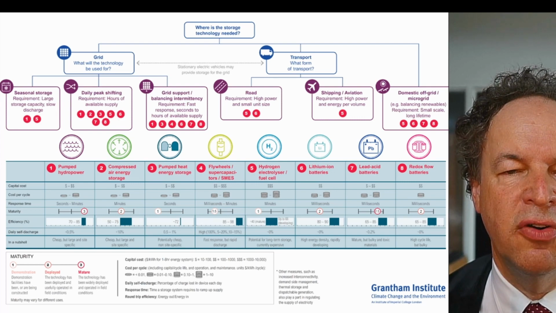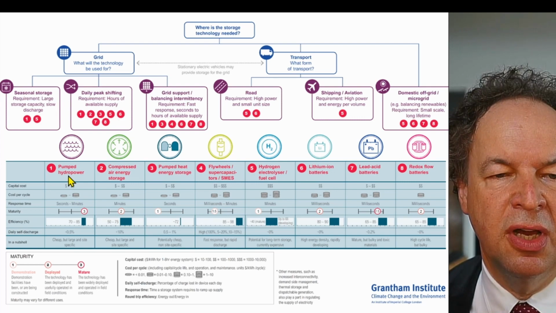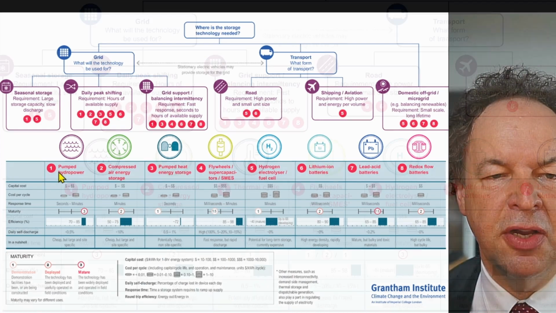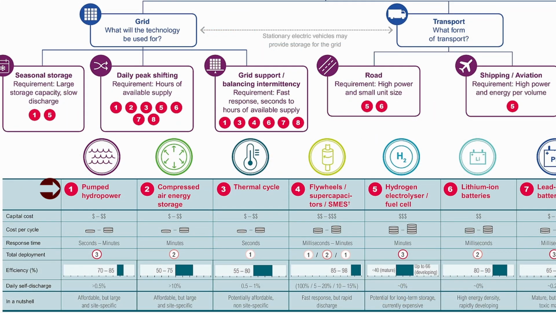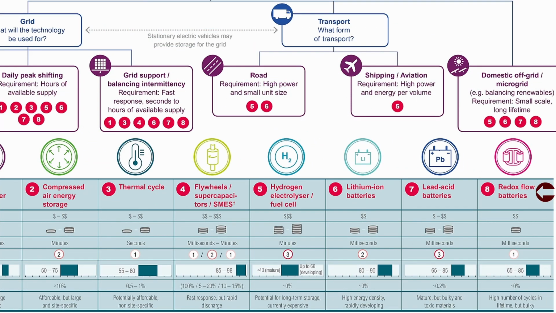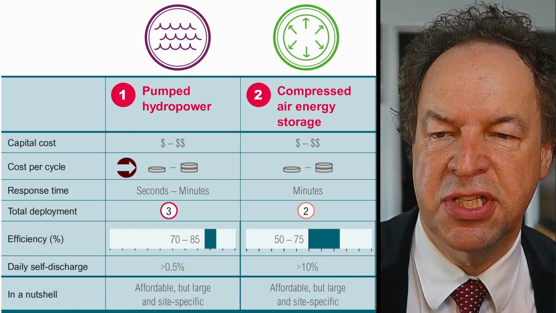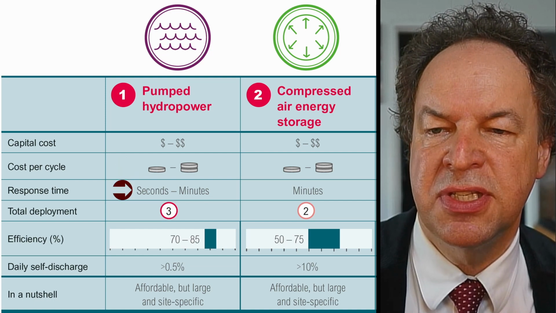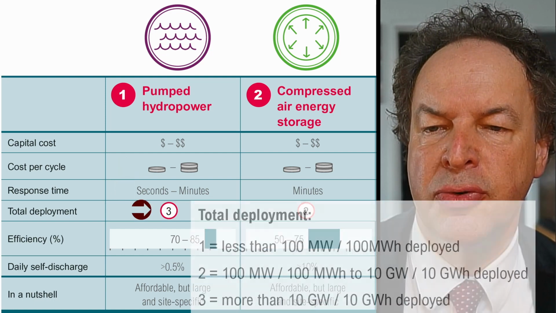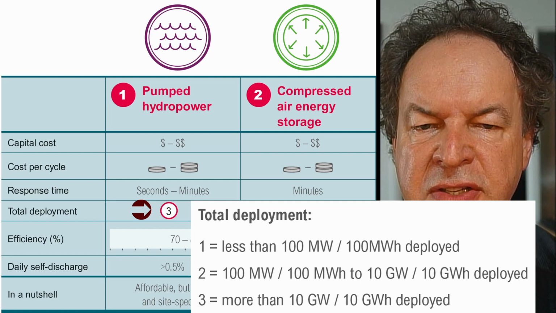This is an overview of all technology. You have here the different technologies, starting with pumped hydropower, going to number 8, redox flow batteries, and then you have the relative costs of those technologies, the costs per cycle, the response time, the maturity. For pumped hydropower, this is very mature.